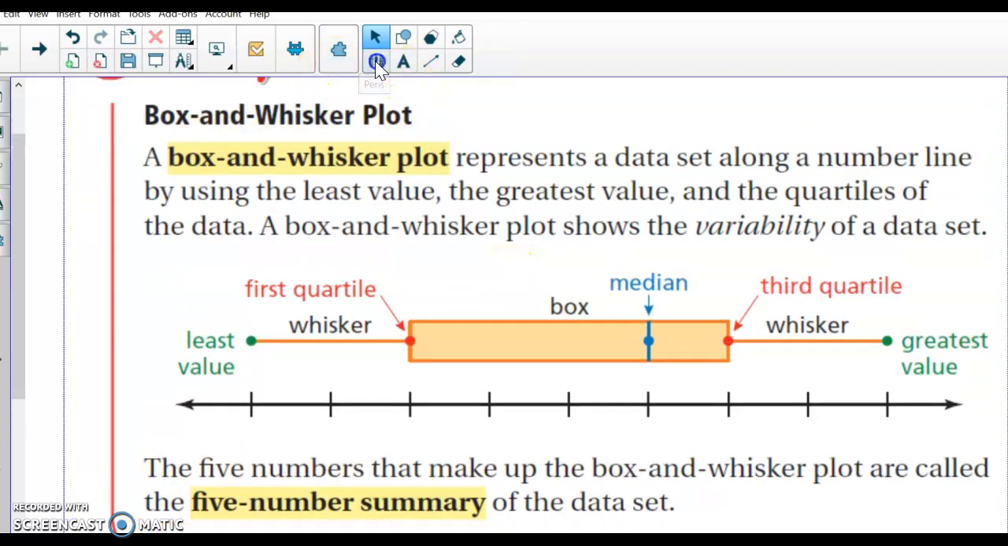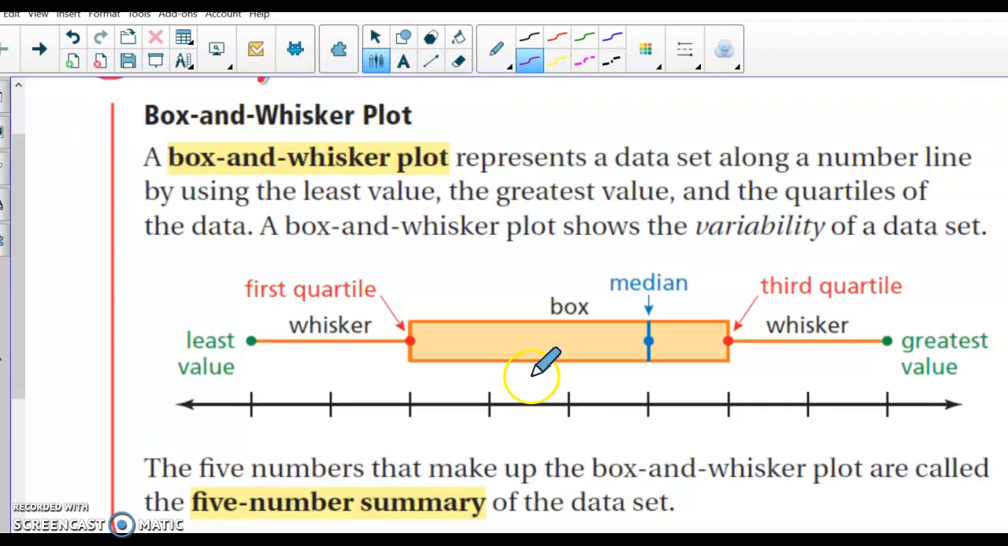So what a box and whisker plot shows is it breaks it up into quarters, and that's where they get the first quartile and the third quartile and the median there to help. It breaks up the data into 25% or fourths. So here's 1/4 of the data. Here's another fourth of the data. Here's 1/4 of the data, and here's another fourth of the data.